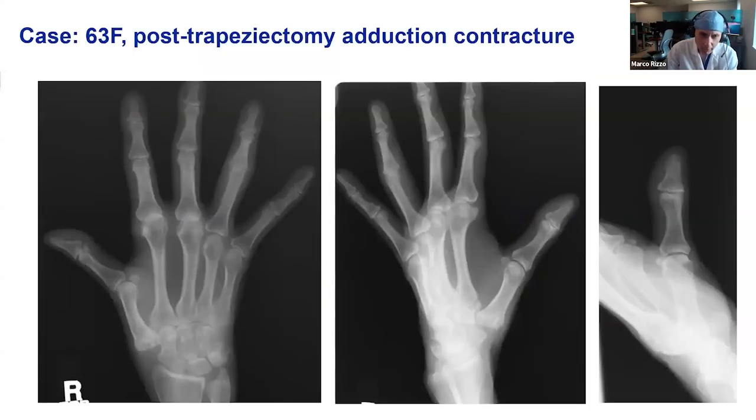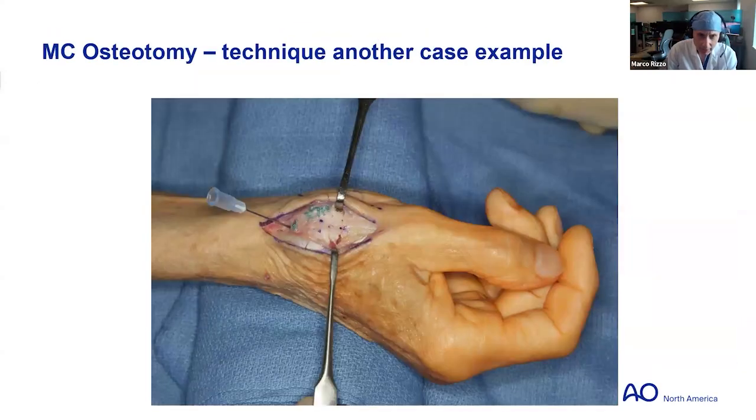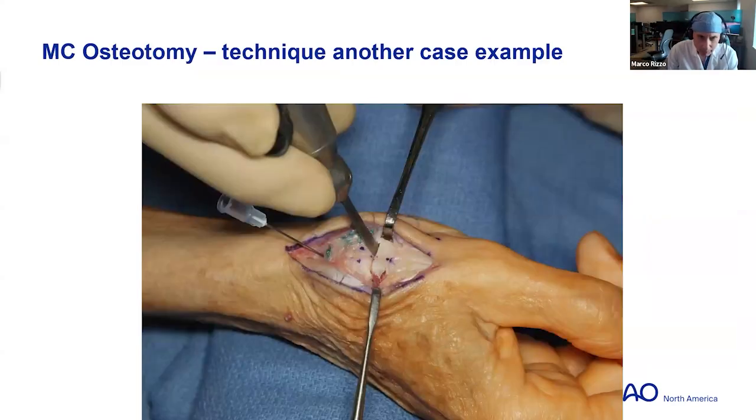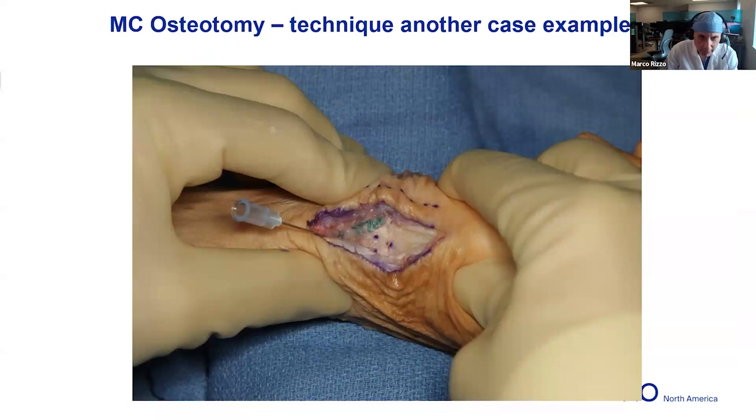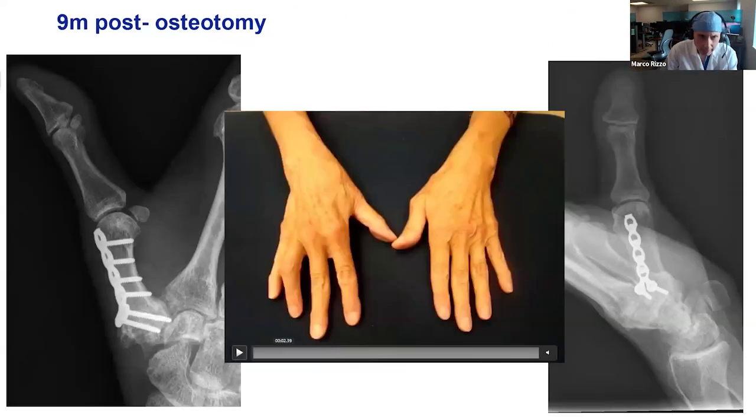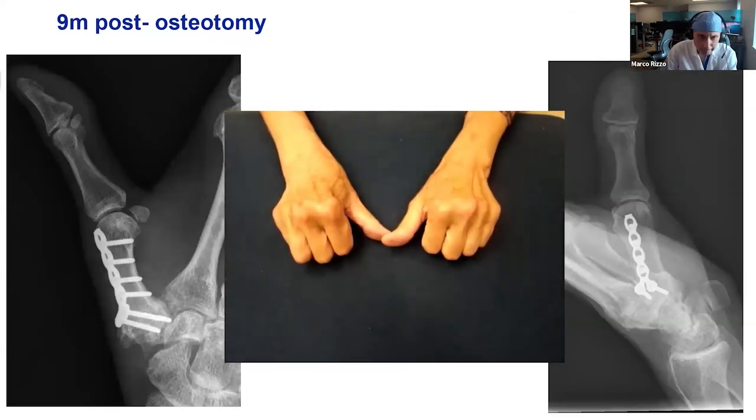This is a patient who had a Wilby suspension plasty and an adduction contracture. And this is a nice schematic or photos of the technique, quite simple with the cuts and close the wedge. And this is her after fixation.